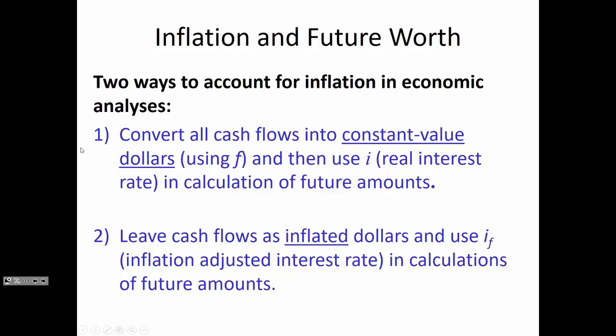This first point is saying, let's assume that you've done the calculations to turn everything into constant value dollars. If you have an annual series where all of the revenues are the same amount, that would be the outcome of turning everything into constant value dollars. You're saying, I've already discounted everything at the inflation rate f, and then as the secondary step, you'd find the present value of those revenues at i.